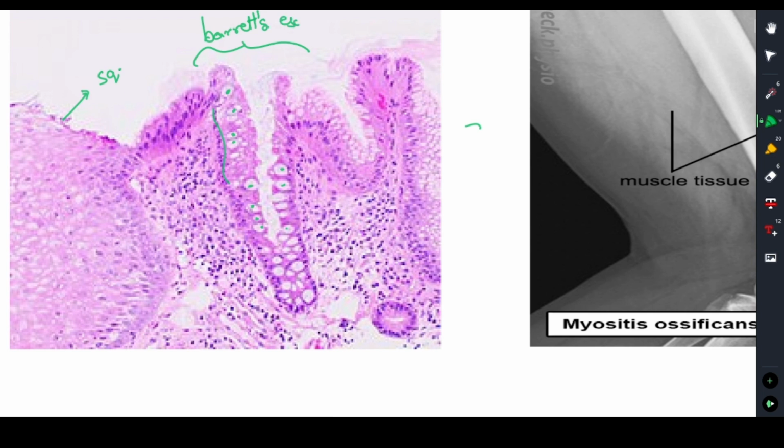This is how it looks, right? You have mucinous vesicles within the cell, and the cell type has changed from squamous to non-ciliated mucinous columnar epithelium, right? So this is Barrett's esophagus.